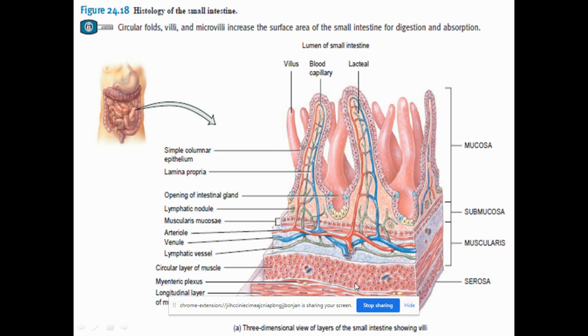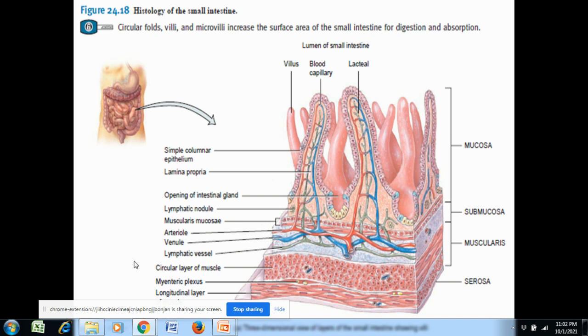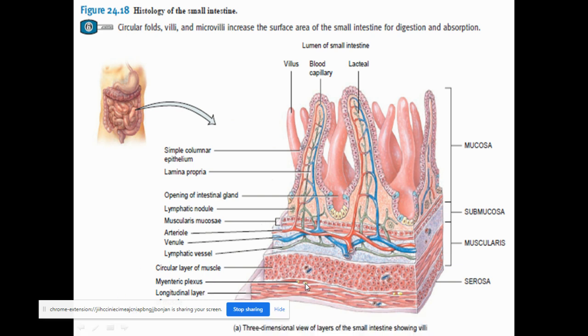The next layer is the muscularis. Here also you can see a circular layer of muscles and an outer longitudinal layer. In the muscularis region you can also see the presence of the myenteric plexus. The myenteric plexus, you all know, is the intrinsic nervous system. It is present in this region and helps in the coordination or transmission of nervous impulses. The last layer is the serosa.